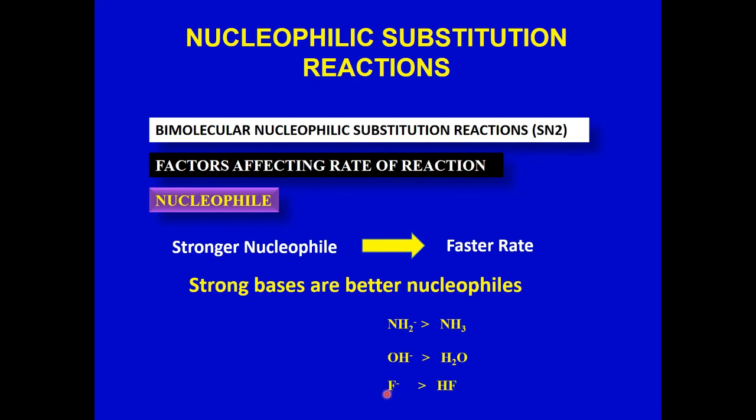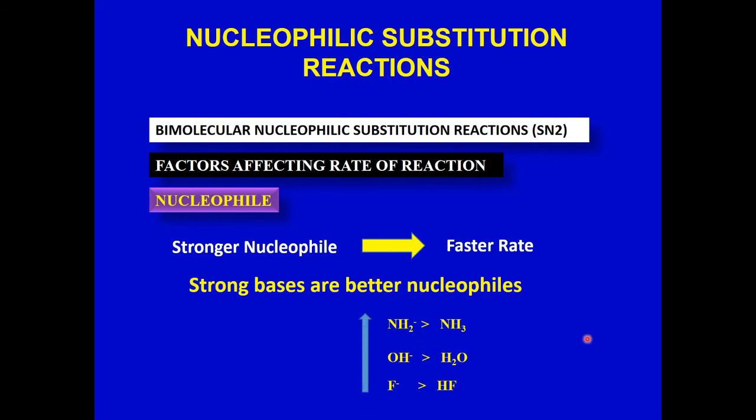And then we have fluoride anion and HF. Fluoride again is a highly unstable anion and will be more reactive. So comparing anions with neutral molecules, you will always say that the anions are more reactive, stronger nucleophiles, giving a faster rate of reaction. But what if we compare these three anions among themselves?